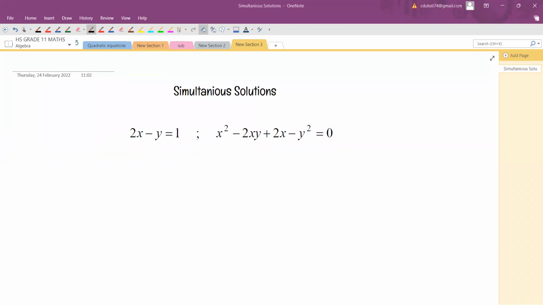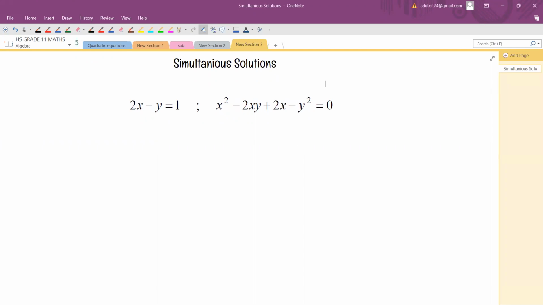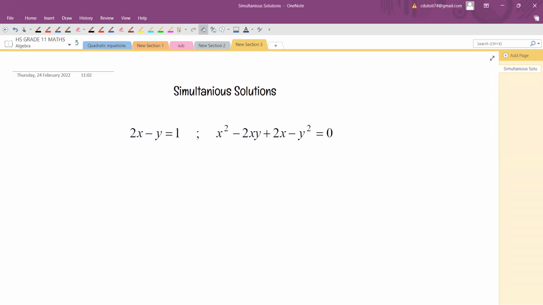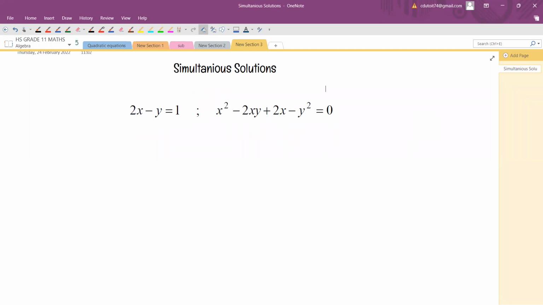So they're going to say, solve x and y simultaneously. So there's going to be values for x and values for y. I'm going to show you the method. I don't know if you've done this. So we look at these two equations.